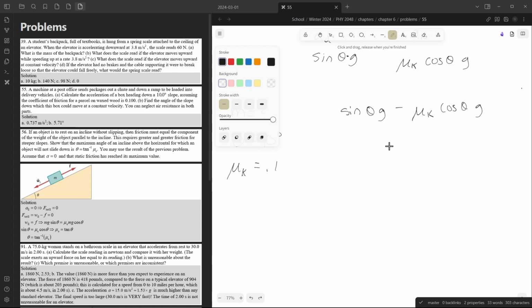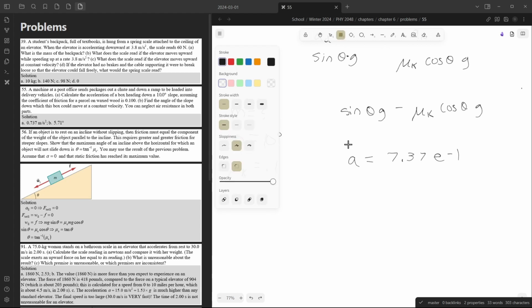So sine 10 times 9.81 minus 0.1 times cosine of 10 times 9.81. And we see that we indeed get the answer of 7.37 e negative 1, or just 0.737. This is the answer for part A.